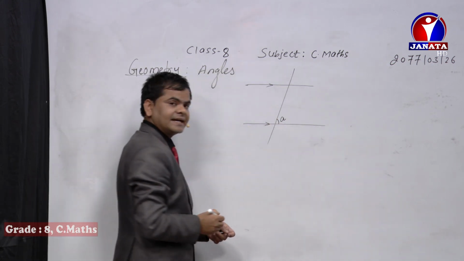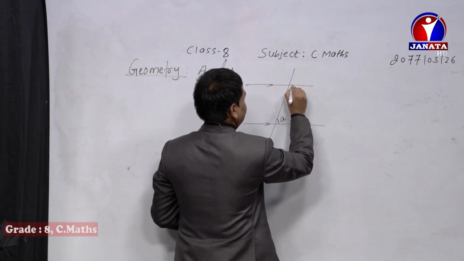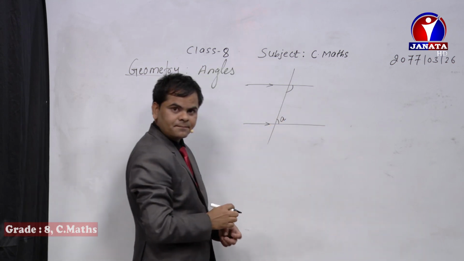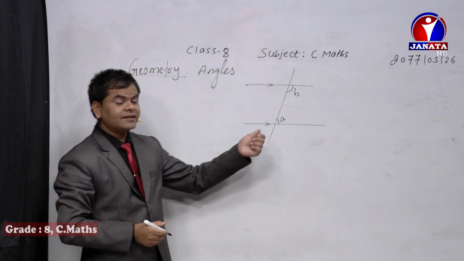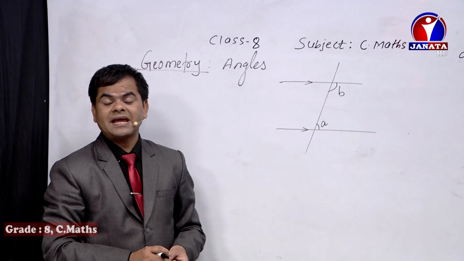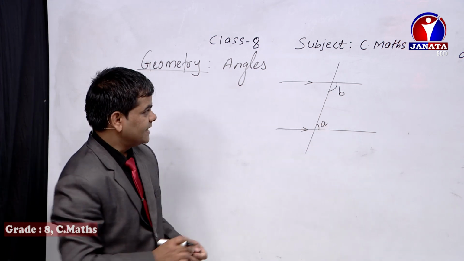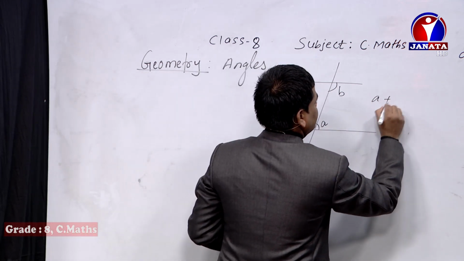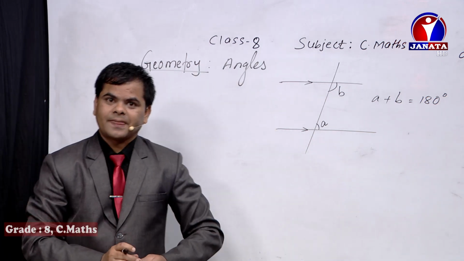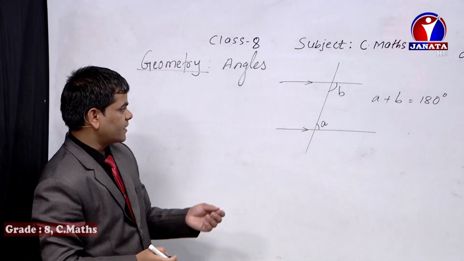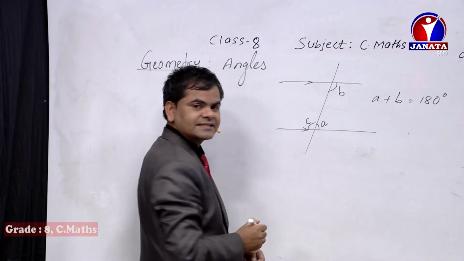For example, this is A. If we are thinking about co-interior angle, then with respect to A, B is known as the co-interior angle, and the relation between the co-interior angles is A plus B. That means the sum of the two co-interior angles is always 180 degrees. It means A plus B equals 180 degrees, and the reason behind it will be the sum of co-interior angles.